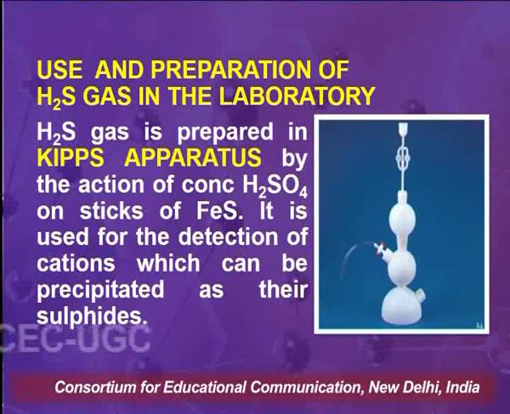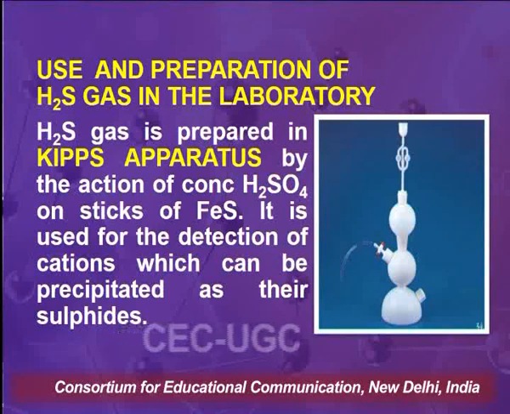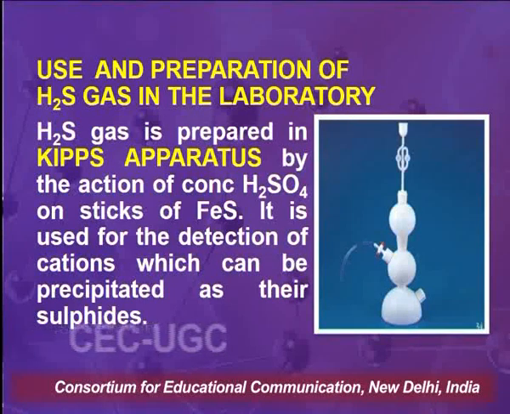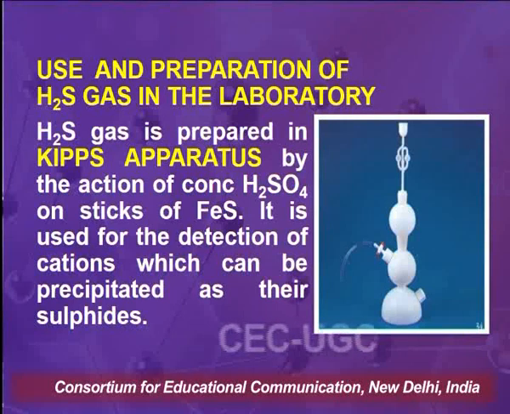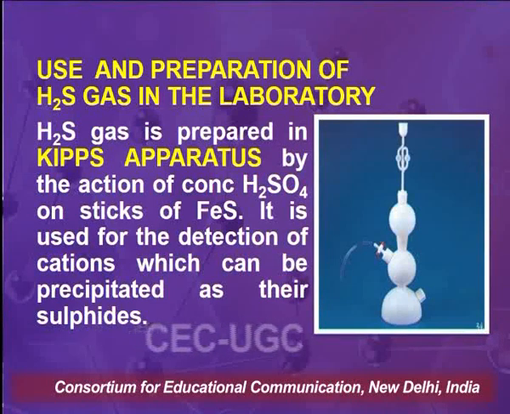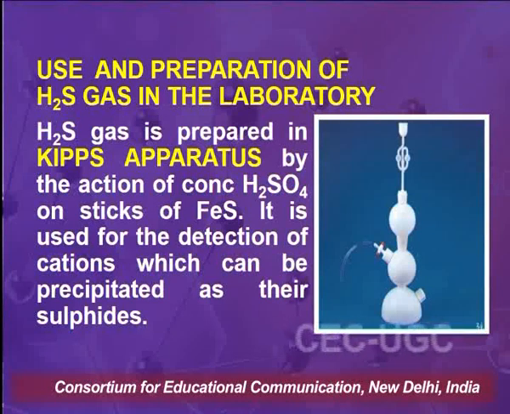ferrous sulfide. There are three bulbs in the Kipp's apparatus, and in the central bulb FeS, or ferrous sulfide, sticks are put in, and the concentrated sulfuric acid is poured from the top of the apparatus. It gets in contact with ferrous sulfide to release H2S gas, which can be used for the detection of cations which are precipitated as their sulfides.